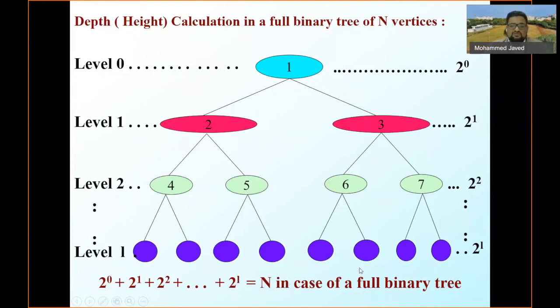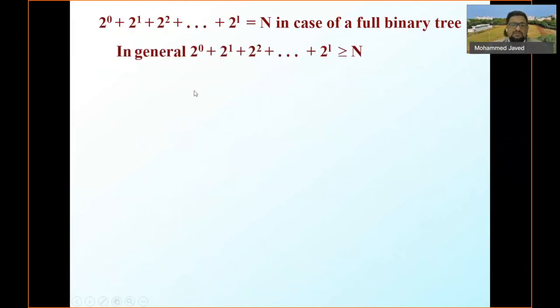So now let us try to simplify this equation. So 2 power 0 plus 2 power 1 plus 2 power 2 plus up to 2 power L is equal to capital N in case of a full binary tree. So in general, 2 power 0 plus 2 power 1 plus 2 power 2 plus up to 2 power L is greater than or equal to n.